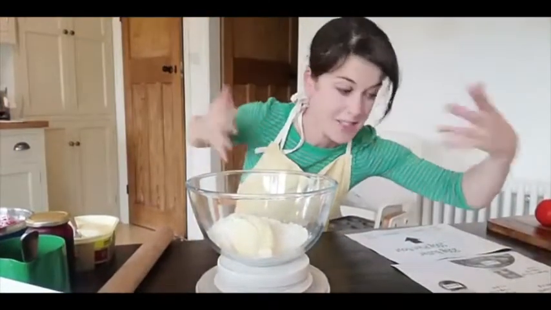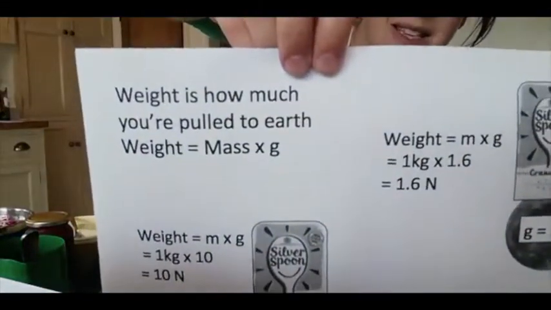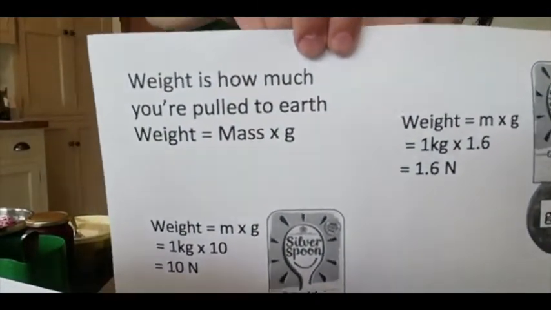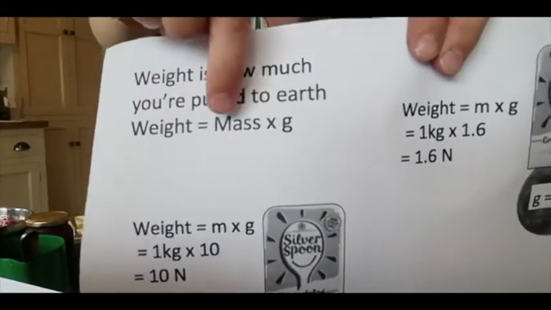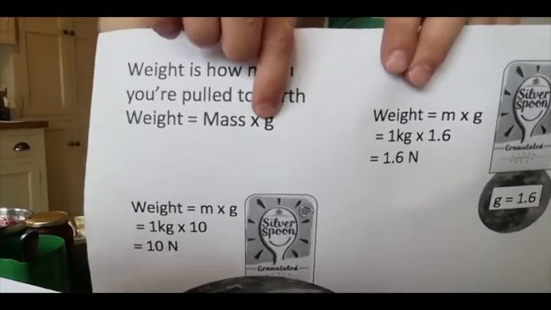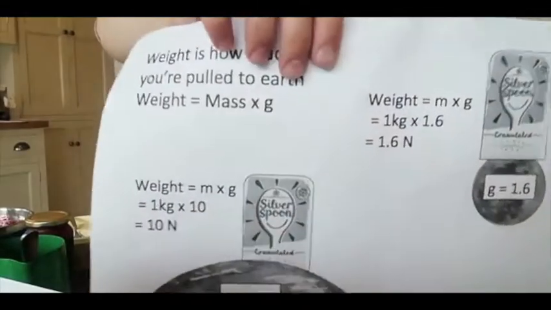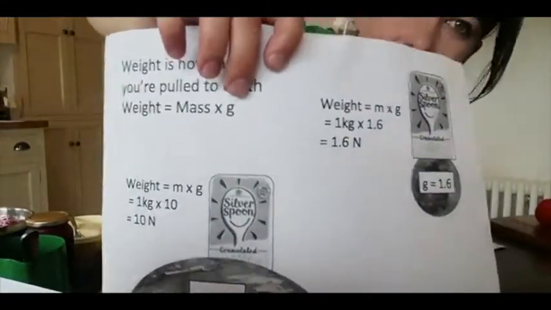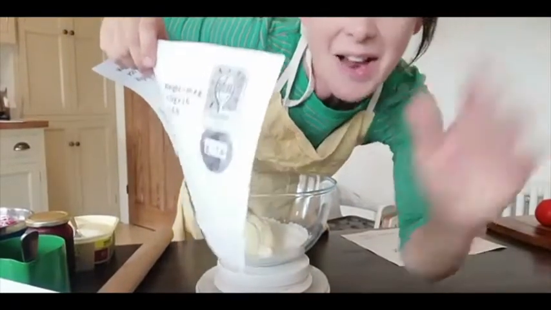Weight has to do with the force of gravity. We'll say for today that weight is how much you're being pulled to Earth, and weight is something to do with mass. To calculate your weight, you work out mass times little g. It's the acceleration due to gravity. It's like how strong gravity is on any planet. g on Earth is 9.8, because I know some of you are going to want to know that, but we'll call it 10.